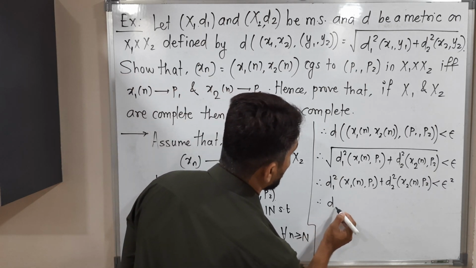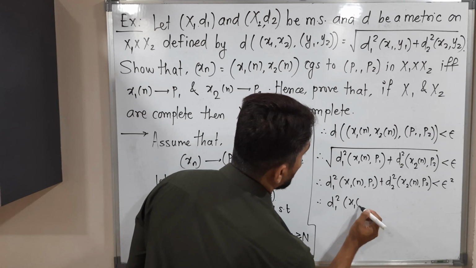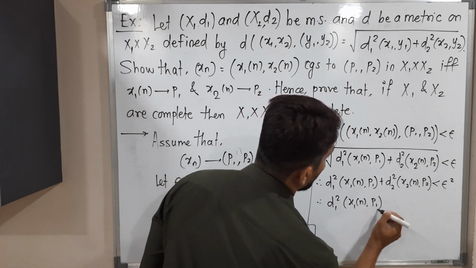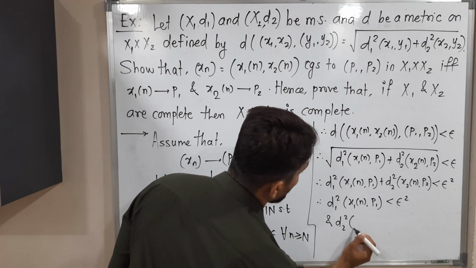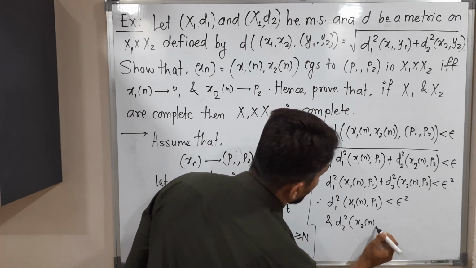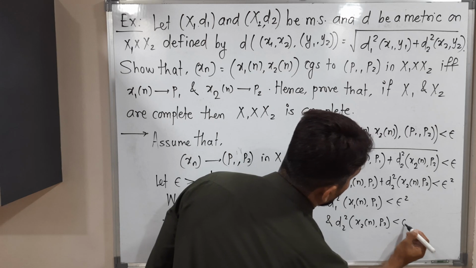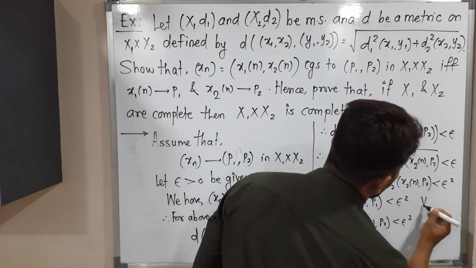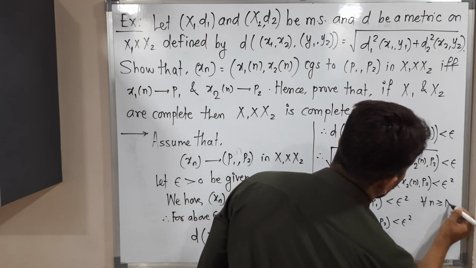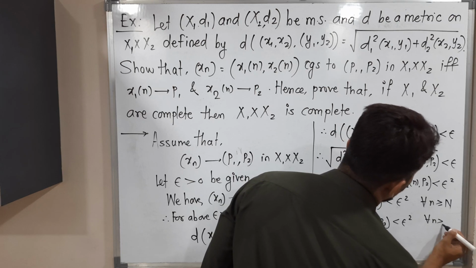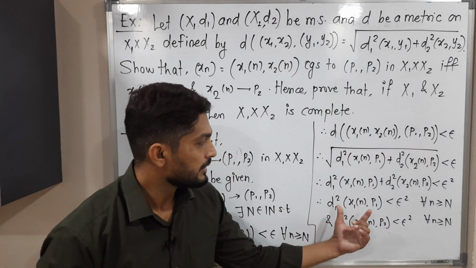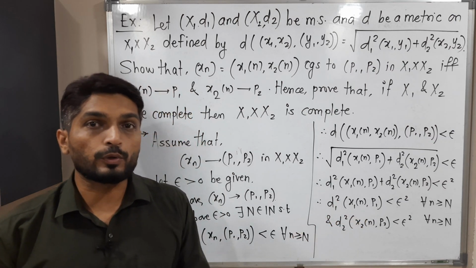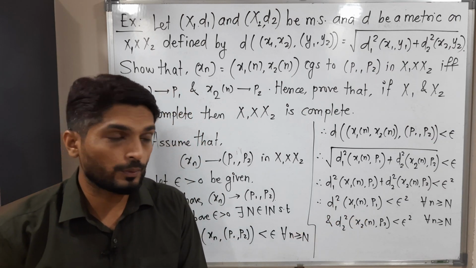So therefore d1 square x1n p1 is less than epsilon square and d2 square x2n p2 is less than epsilon square, with this condition for all n greater than or equal to capital N. Okay, so we already have this condition, so I have written it here again. See, we have squares, so let us take the positive square root of both sides.